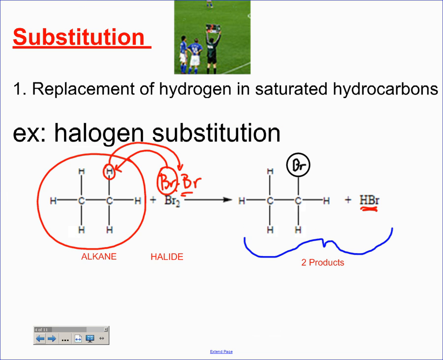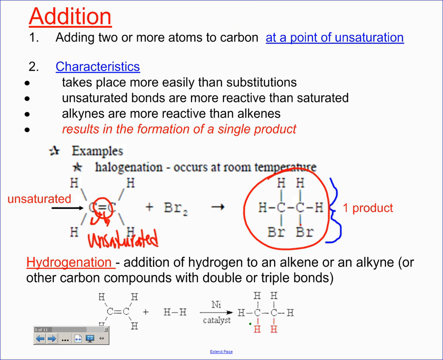That's different. Go back to substitution. You start with two reactants and you end up with two products. That's substitution, but in addition, you add them together to get only one product. See, the double bond broke and you get the bromines added on. Hydrogenation is just a special type of addition reaction where you're adding hydrogen to the molecule.